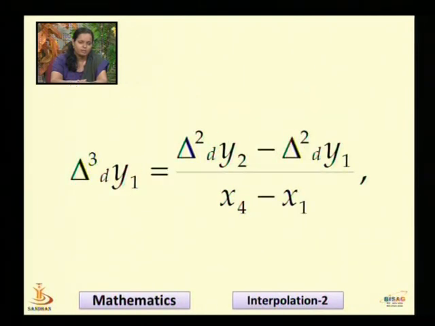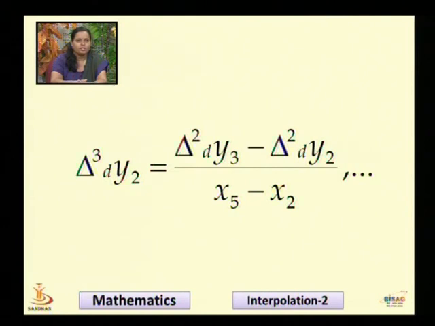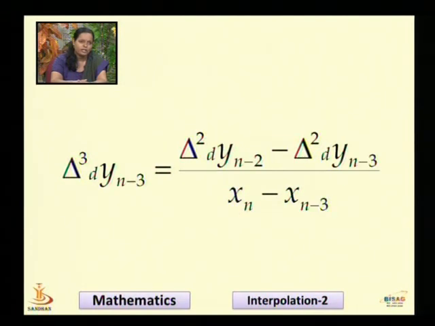Let us see this in the mathematical form. Delta d cube evaluated at the first point is delta d square y2 minus delta d square y1 divided by x4 minus x1. Delta d cube y2 is delta d square y3 minus delta d square y2 divided by x5 minus x2, so on and so forth. Delta d cube yn minus 3 is equal to delta d square yn minus 2 minus delta d square yn minus 3 divided by xn minus 3.